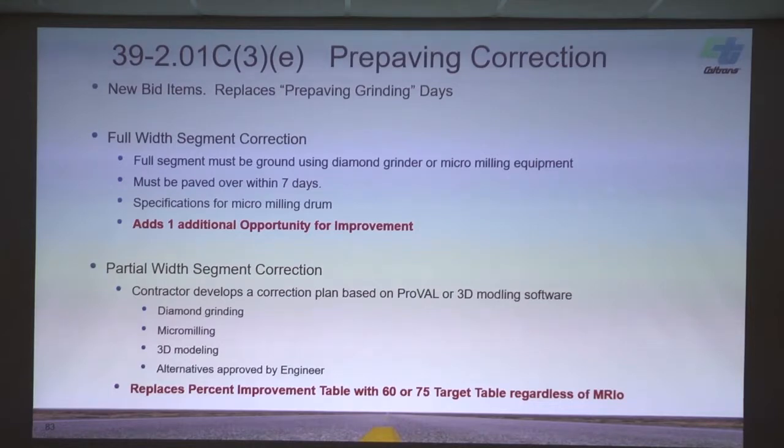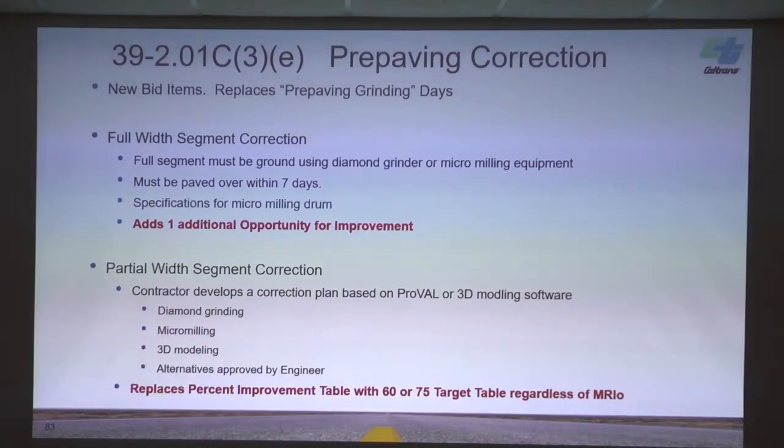So now we're going to have these 2 other bid items that are possible to use if a district decides to use them. The first one's called full width segment correction. What that basically says is they've got to use a diamond grinder or micromilling equipment. It says diamond grinder here because we want to be fair to the diamond grinding industry. If they can cost effectively come up with a piece of equipment that'll grind a 10th mile as efficiently as a micromill, they can use it. But in most cases, I think a contractor is going to use a micromill.